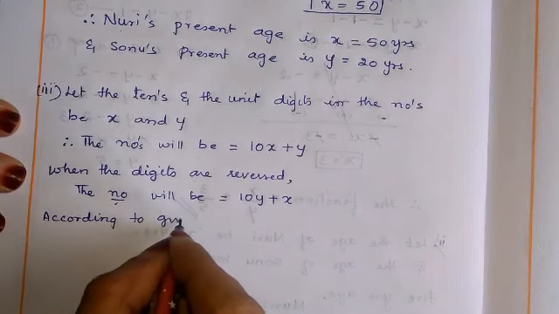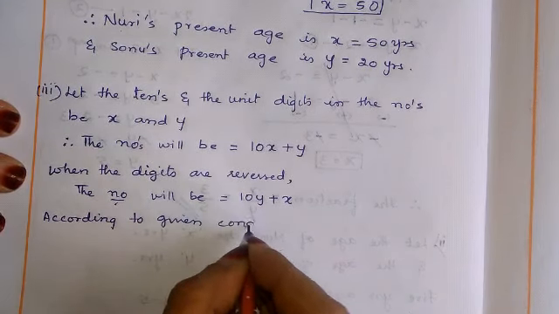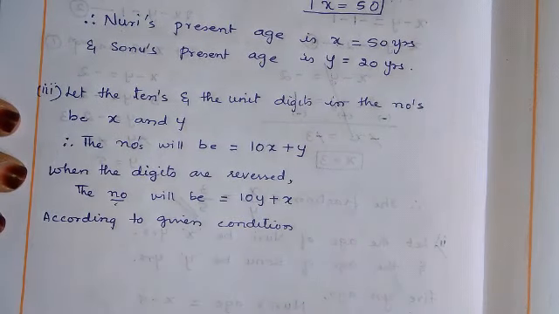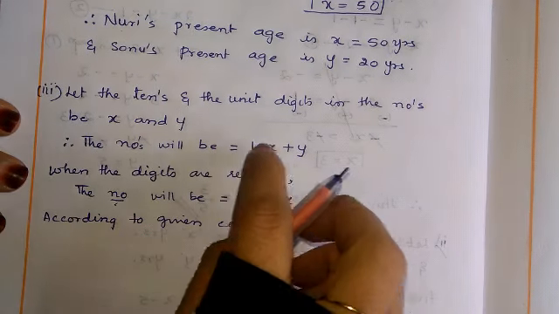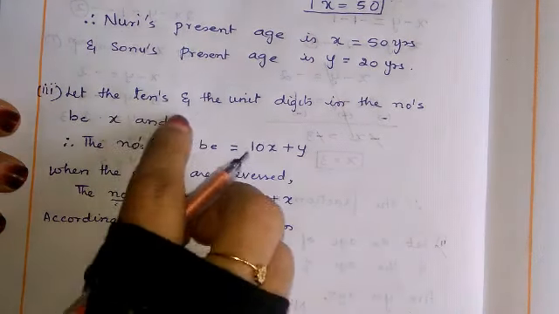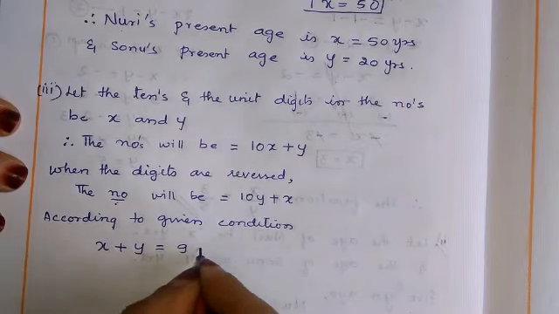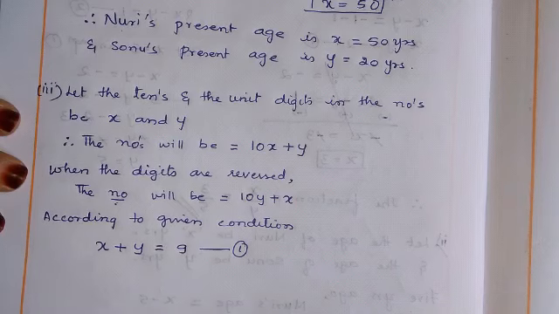According to the given condition, let me read the question one more time. Sum of the digits of the 2-digit number is 9. x plus y is equal to 9. They have told in the question. Okay, this is the first condition.